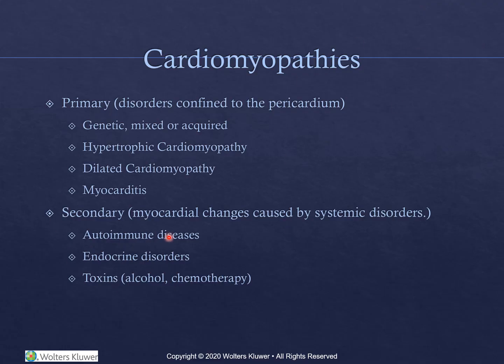And then secondary causes are things like autoimmune diseases or endocrine disorders that are secondary to some disorder that is causing systemic effects. Other secondary causes can be things like toxins. The big offenders there are either alcoholic cardiomyopathy or cardiomyopathy caused by chemotherapeutic agents.